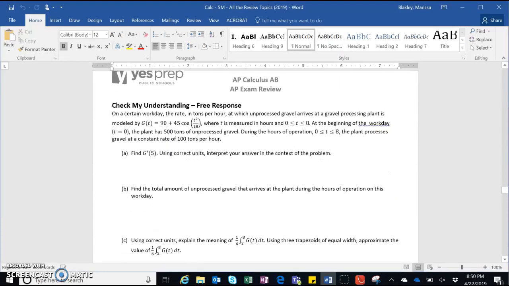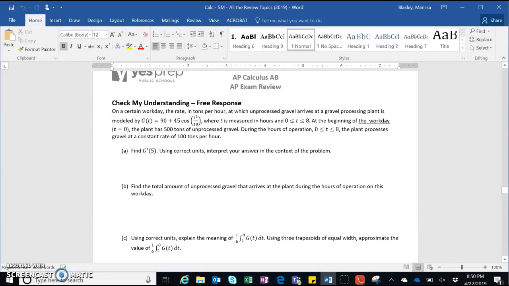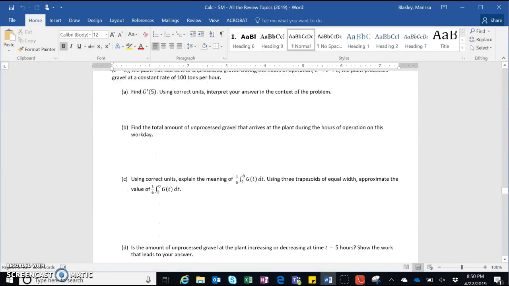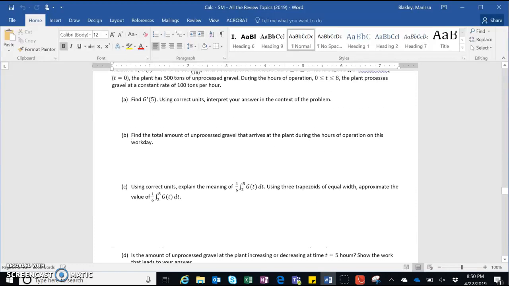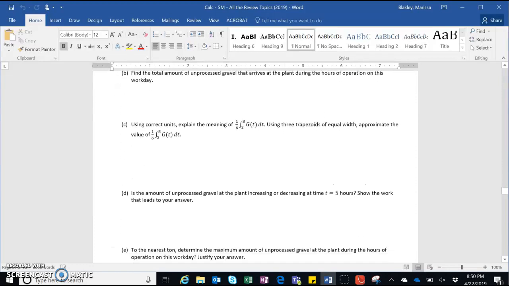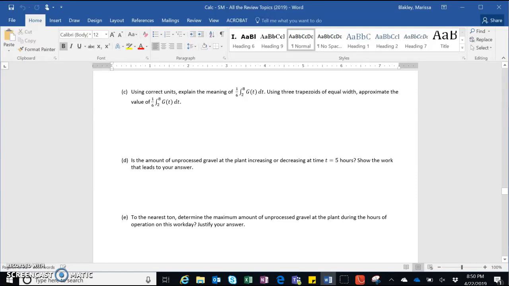The check my understanding that you're going to be responsible for scoring with each other tomorrow is here on page 61. You're going to want to try and earn as many points as you can on parts A through E. And everything should be pretty straightforward with maybe the exception of part E. But everything else you've seen before and you have notes to help you with. So go ahead and take care of that and we will score it tomorrow. Thanks, guys.